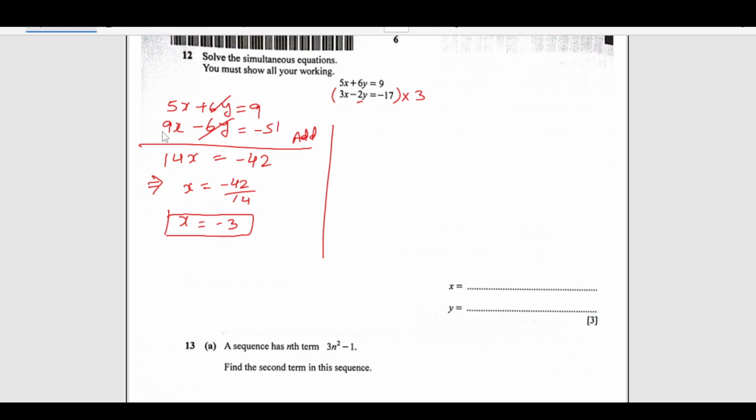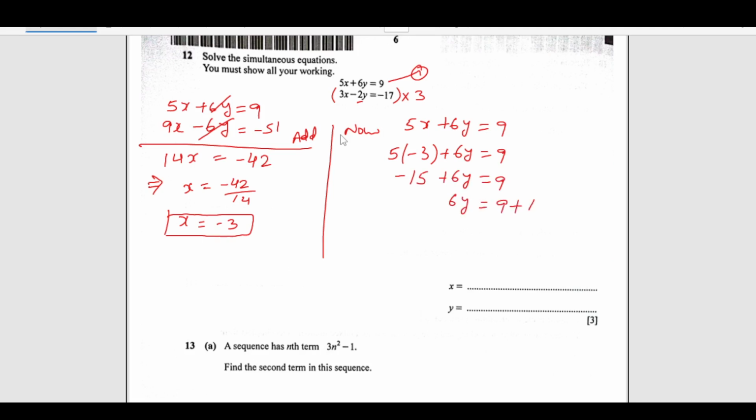Now you can substitute this value in any of these equations, right. I am taking equation 1 from here. So we have 5x plus 6y equals 9, right. So 5x, with x as negative 3 now, plus 6y equals 9. This is negative 15 plus 6y equals 9. 6y is 9 plus 15, 24, divide by 6. So this is 4, right. So y is now 4 and x is negative 3.